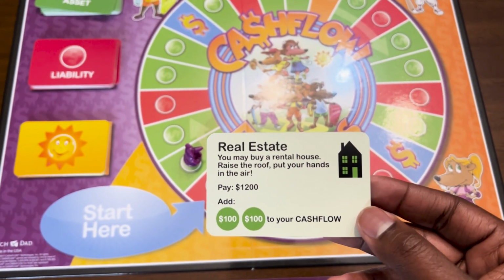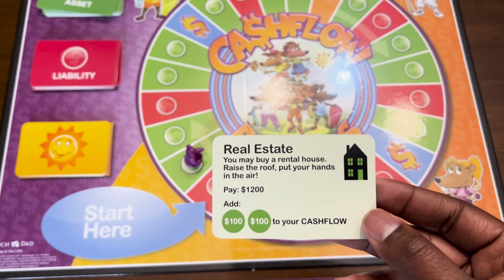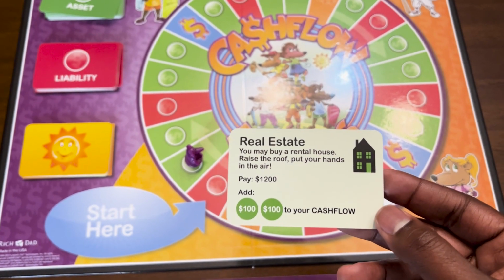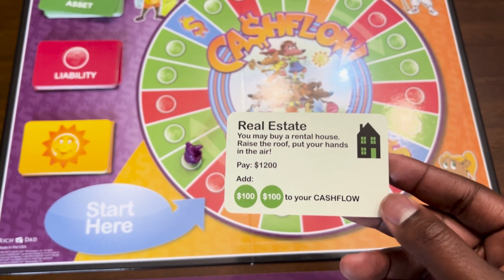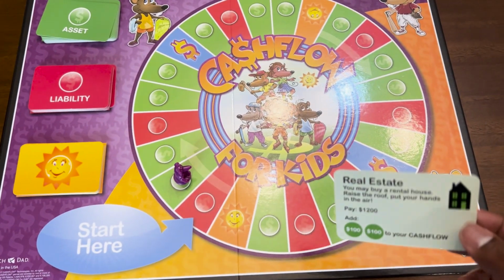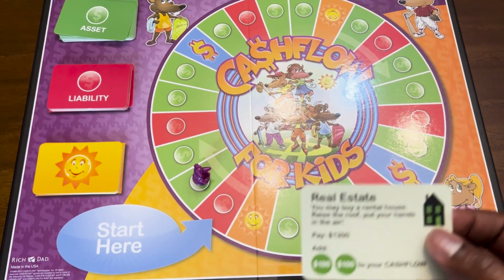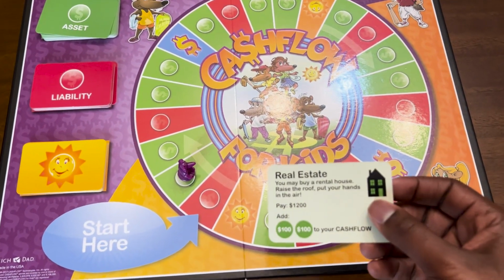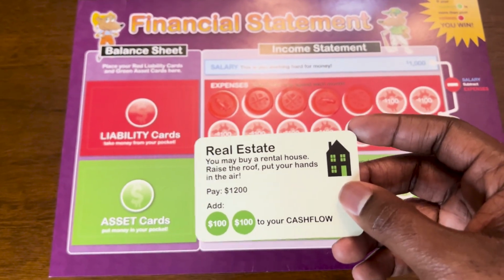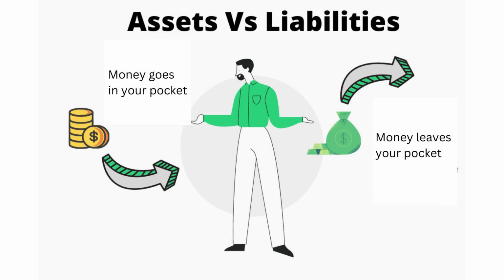And this asset card says real estate. You may buy a rental house, raise the roof, put your hands in the air. You pay $1,200 and you add $200 or 2 cash flow pieces to your cash flow. So this shows the player or the child or the student that you have invested. If you invest $1,200 into this piece of real estate, this will gain you 2 pieces into your cash flow bucket.